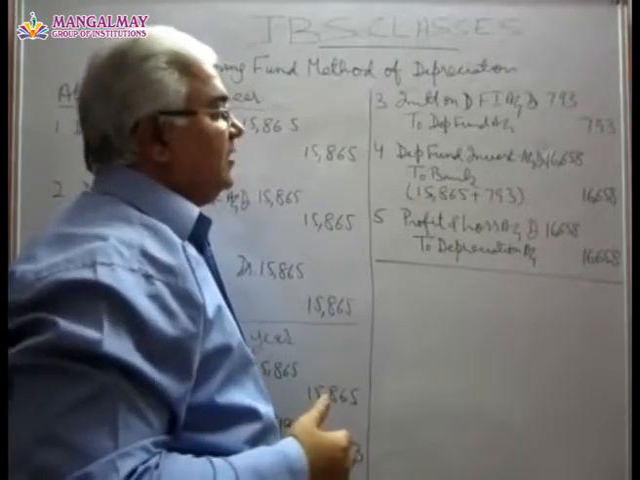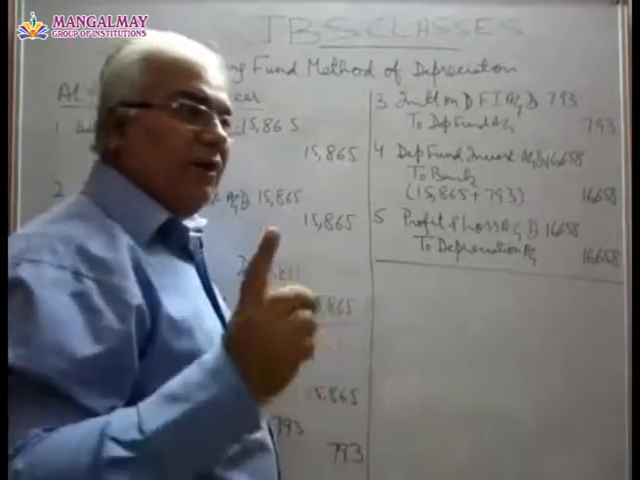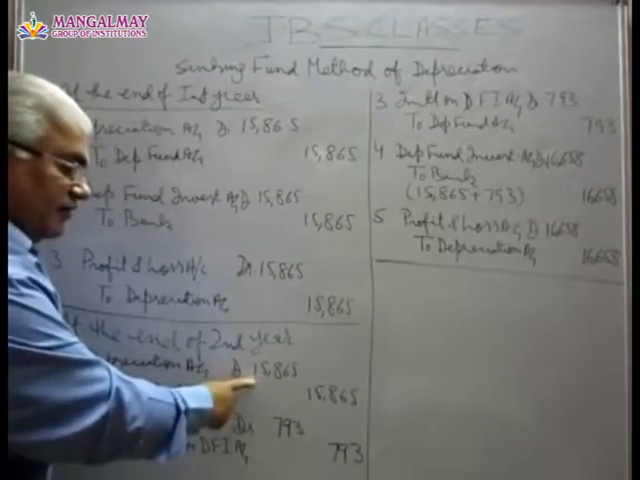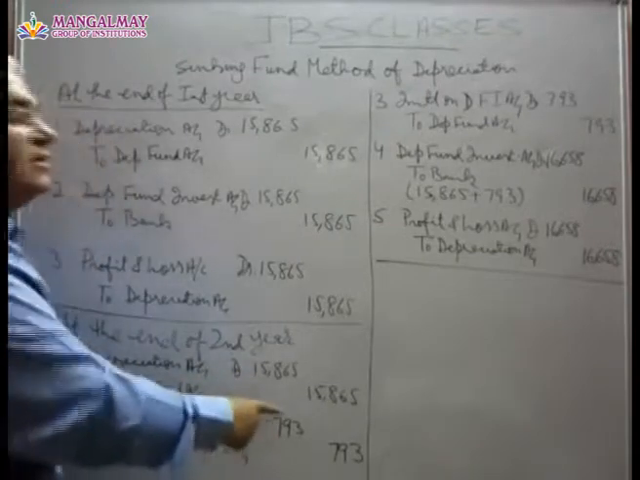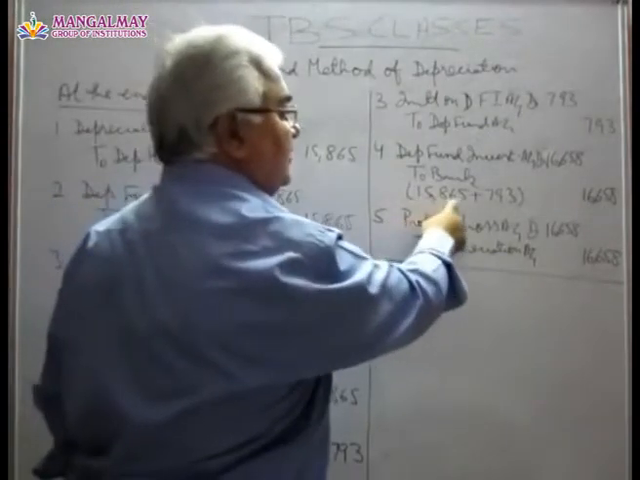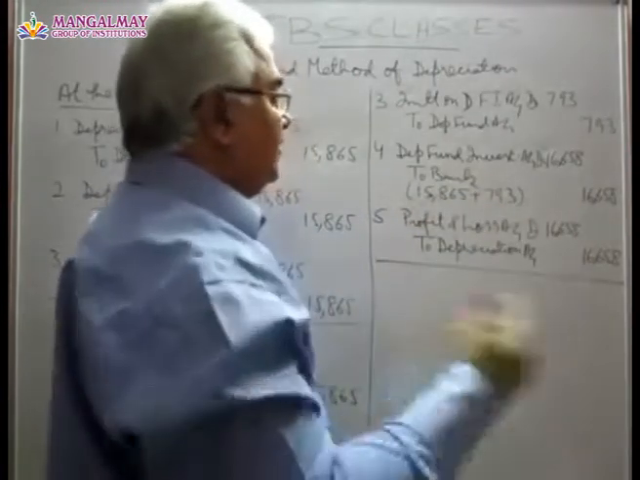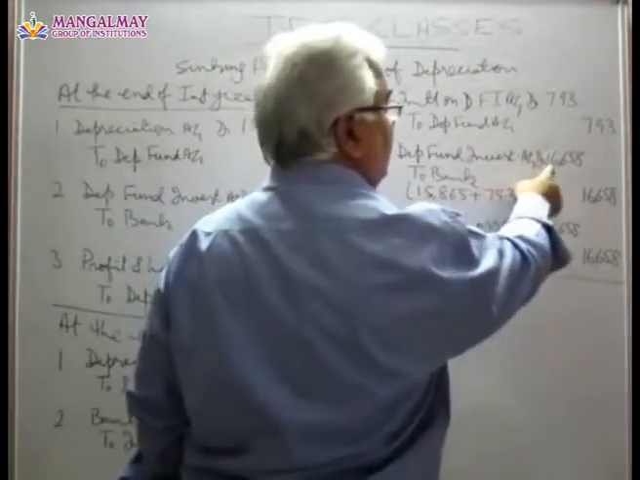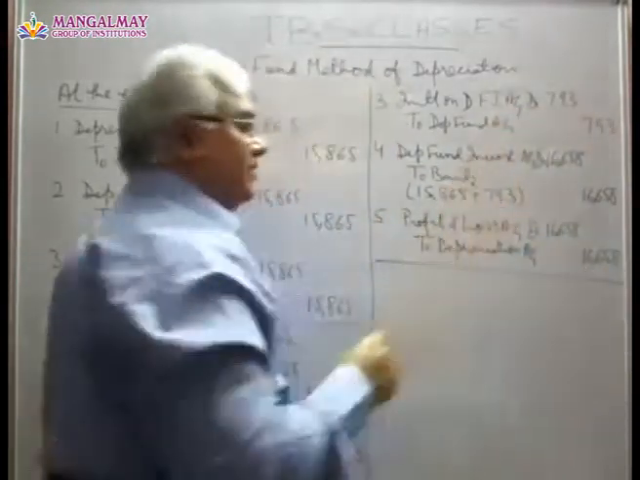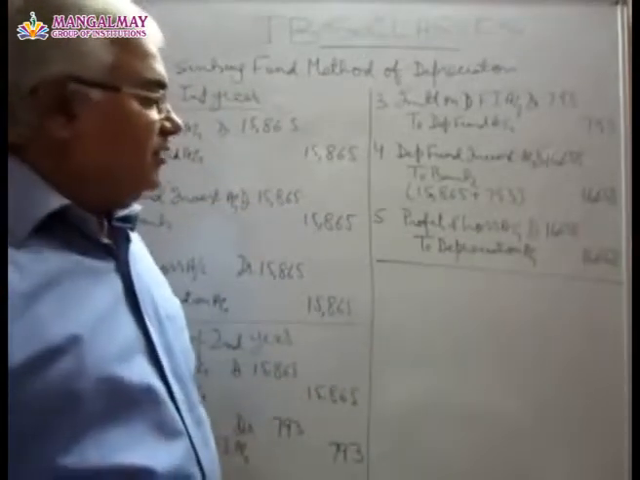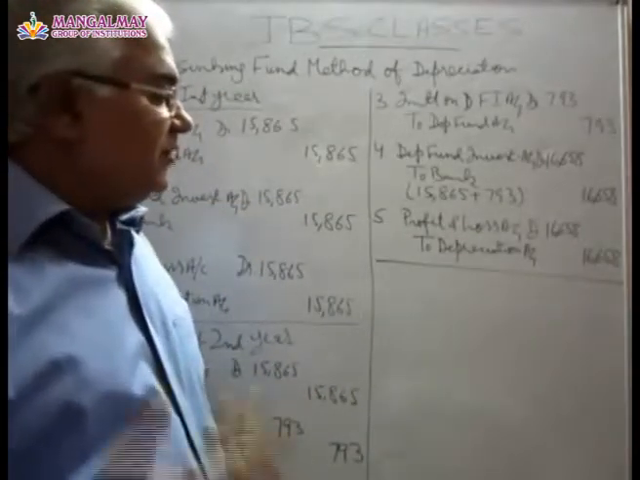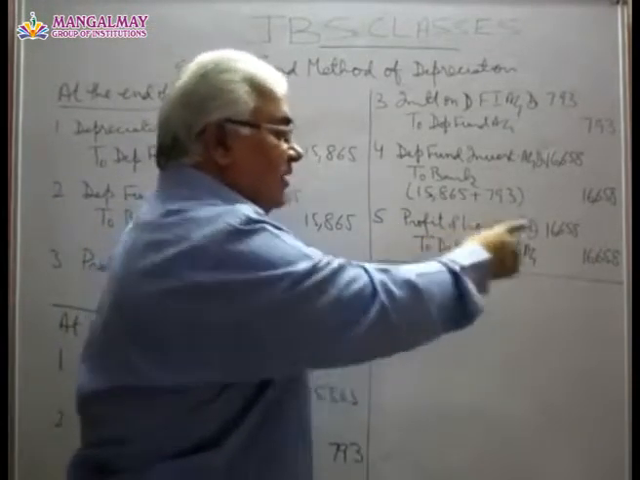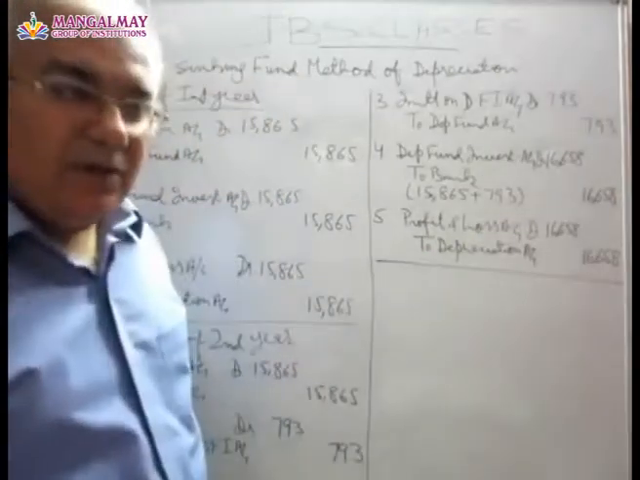Now after that we have to invest. What we have to invest this year? We have to invest this amount of depreciation which we have charged plus the interest received by us. So this amount 15,865 plus 793 is invested. The entry is depreciation fund investment account debited to bank 16,658. Now as usual we have to write off this depreciation to profit and loss account. So entry is profit and loss account debited to depreciation account.